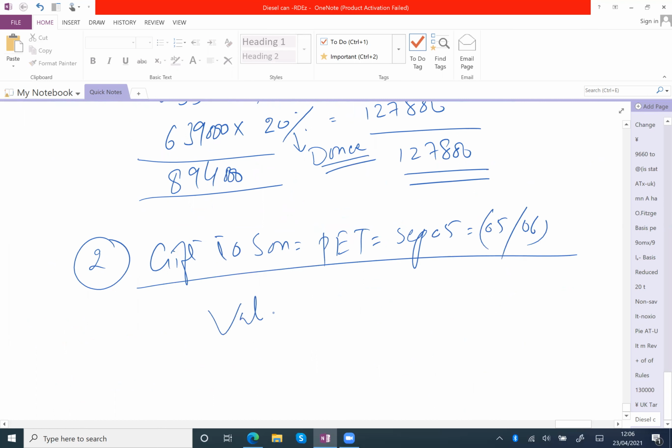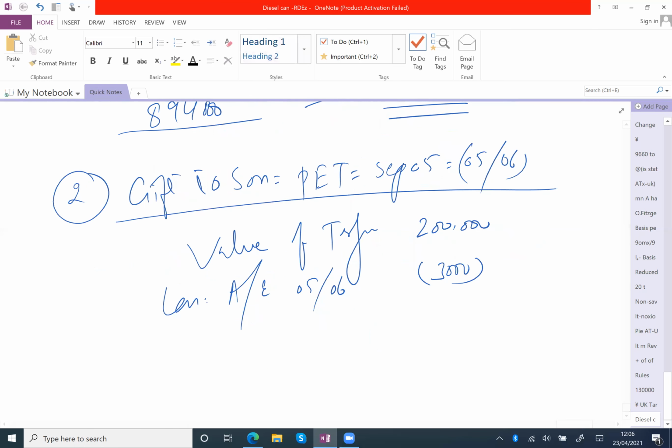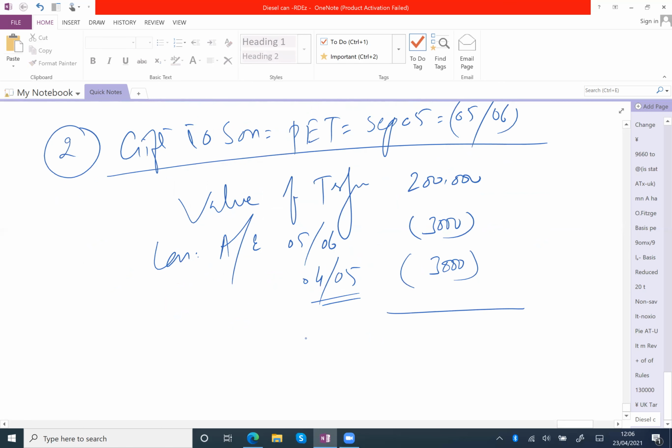Now, what is the value of transfer? Market value of gift is 200,000, less annual exemption of current year 0506, 3,000, and previous year 0405. Obviously, there is no gift in 0405 in this question. Assume it is available to you. So the value of PET is 194,000.